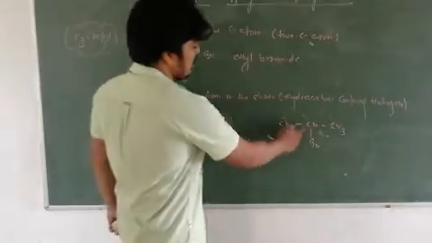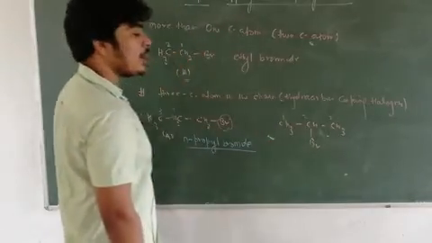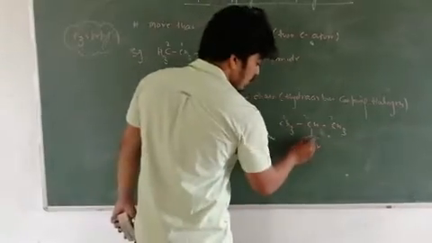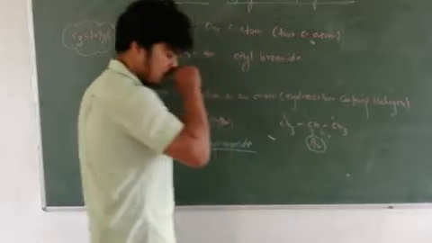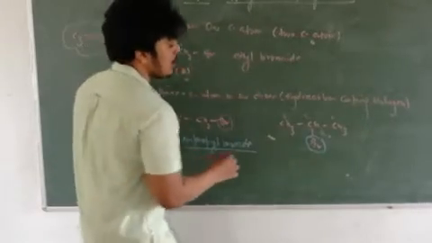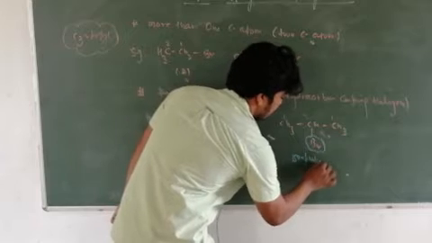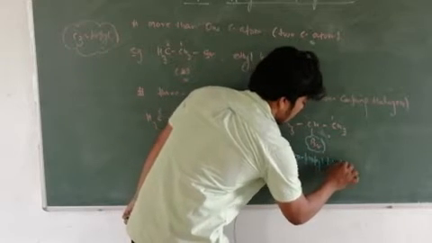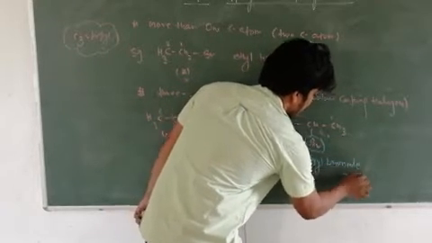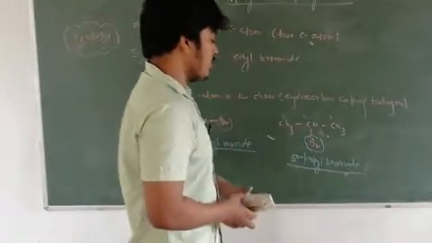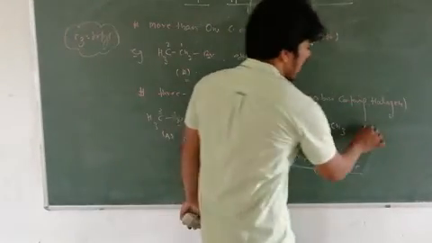So moving further, what is the next case? If this is normal propyl bromide, then if the bromine is attached on the second position, this is isopropyl bromide. So in chemistry, if there is an iso term, what? Iso.